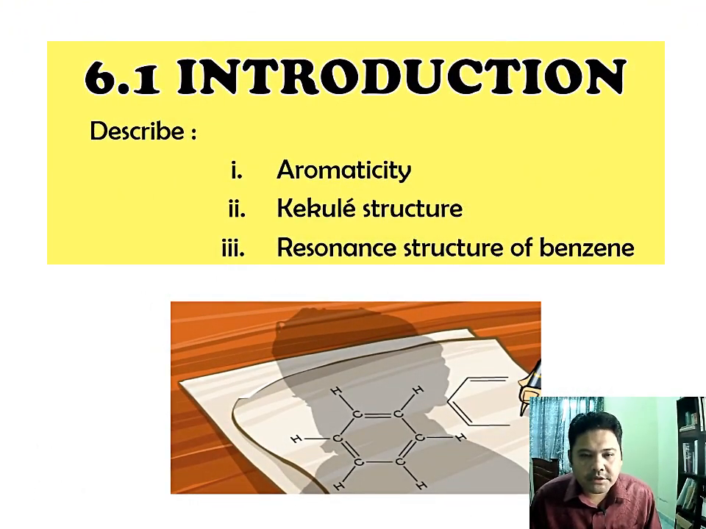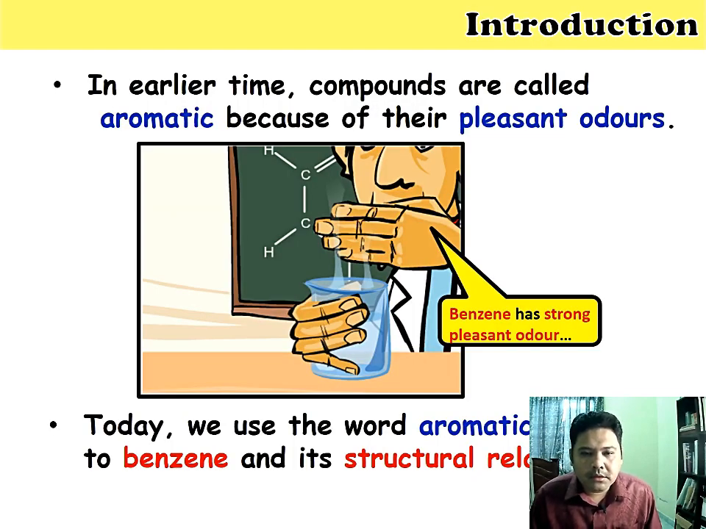Okay, for 6.1 we will describe what aromaticity is. The second is what a Kekule structure is, and the third is the resonance structure of benzene.